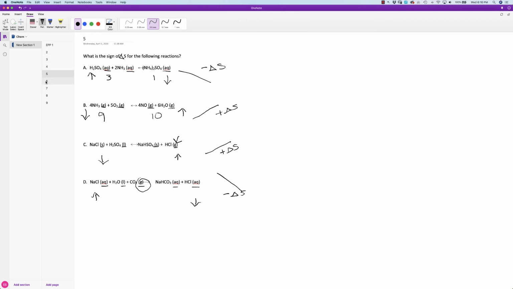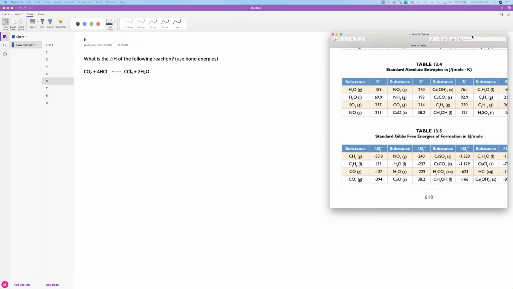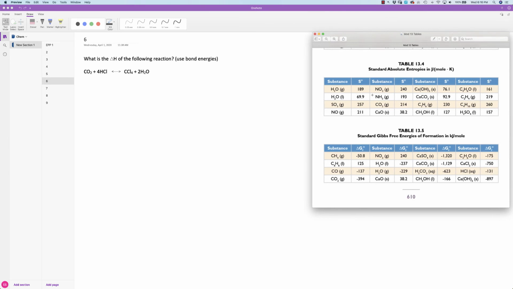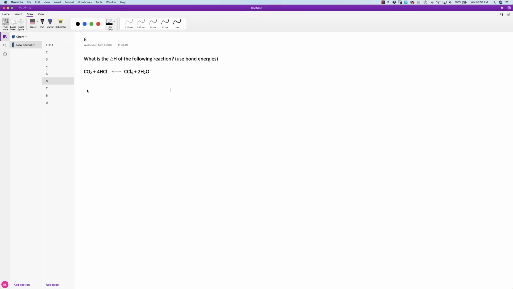Let's move on to our next problem here. What is the enthalpy of the following reaction? And this is asking us to use the bond energies, which means we need our chart. Let me bring this over. Okay. So here's the chart for bond energies on top here. So again, we need to remember our Lewis dot structure. Here we have CO2.